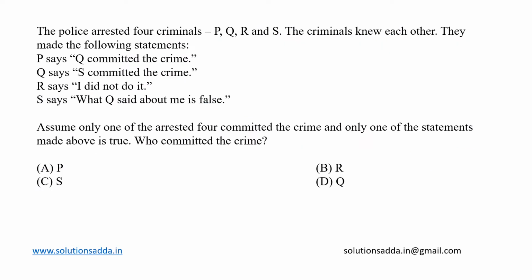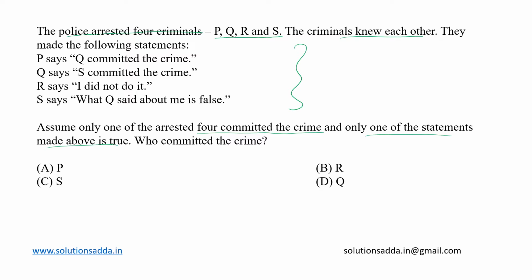This is an aptitude based question. The police has arrested 4 criminals, or we can say suspects, P, Q, R and S. They all knew each other and they made the following statements. We have to assume that there is only one criminal and only one of these statements made above is true, which means at a time only one of them will speak the truth and all the other 3 will not speak the truth.